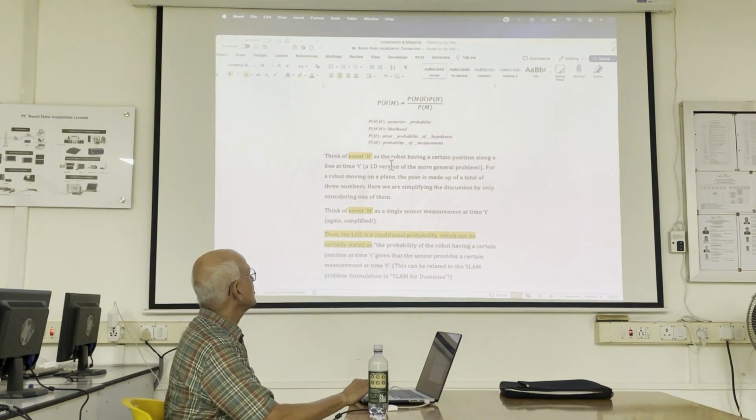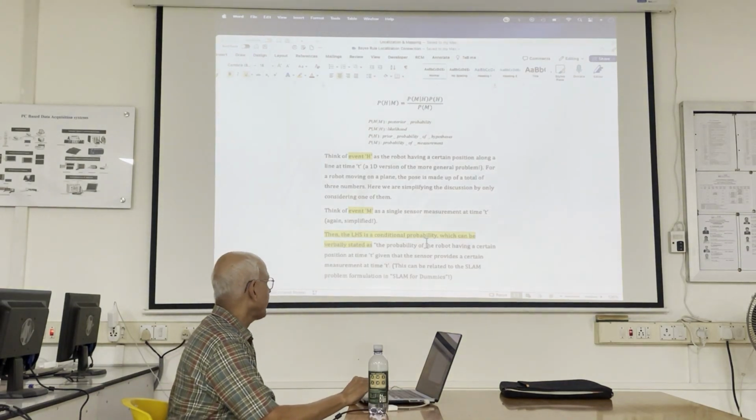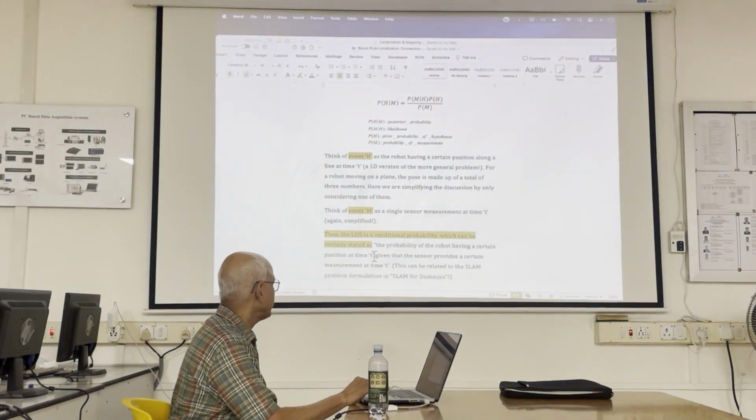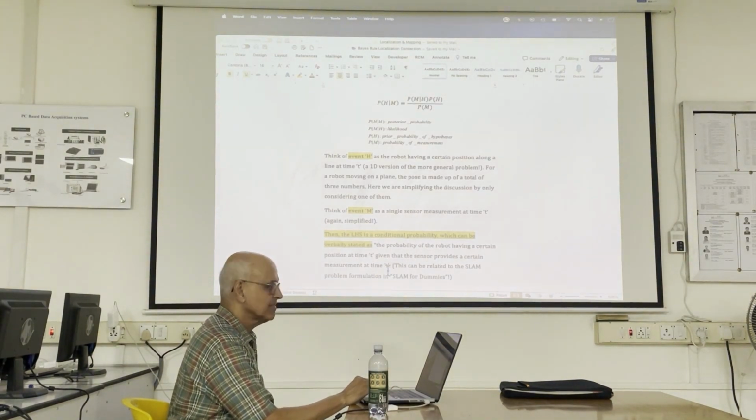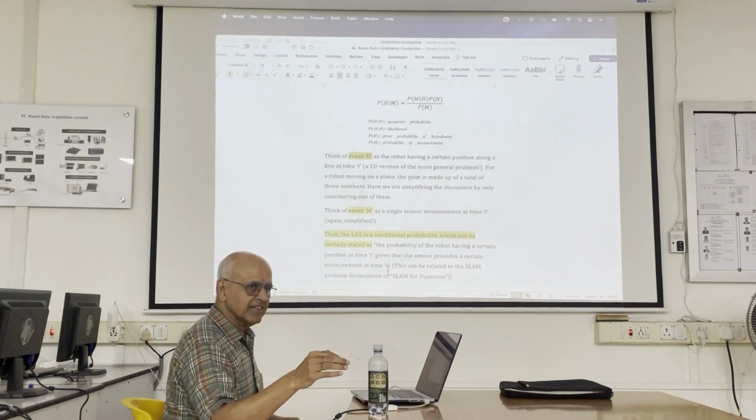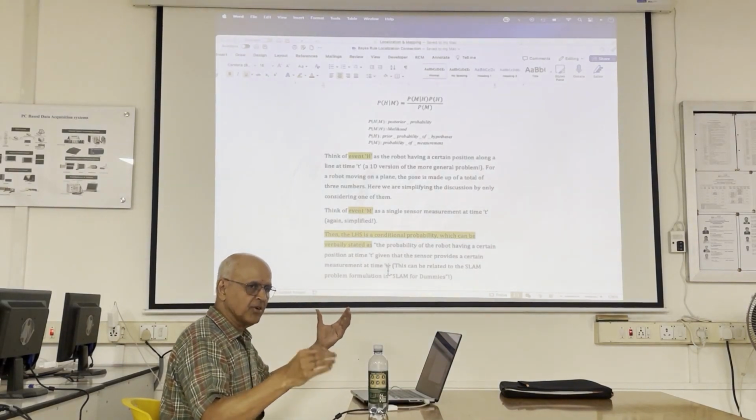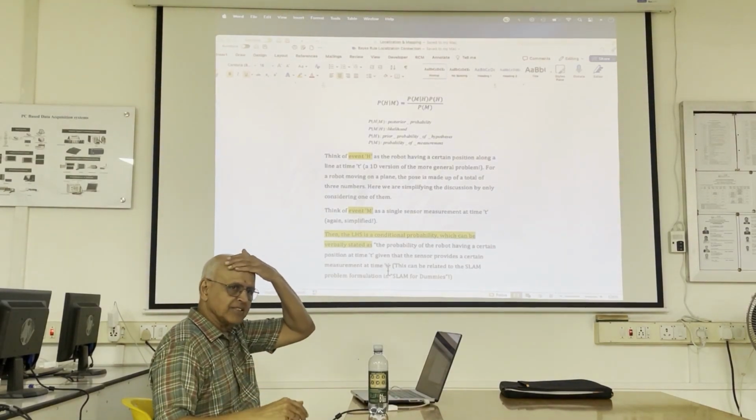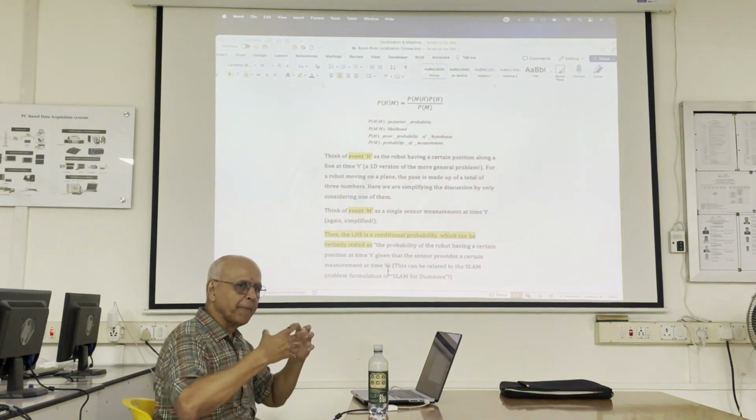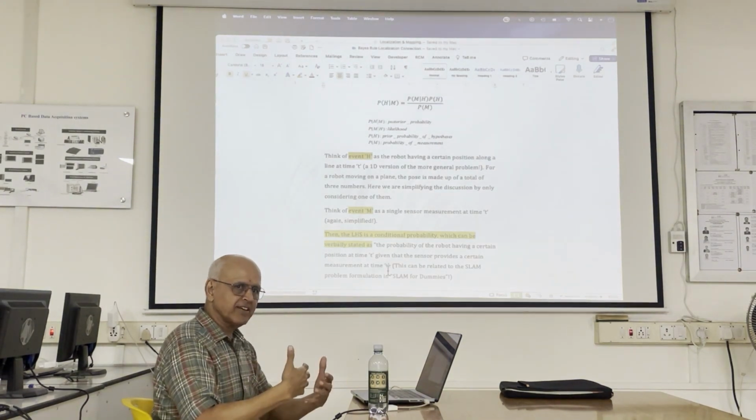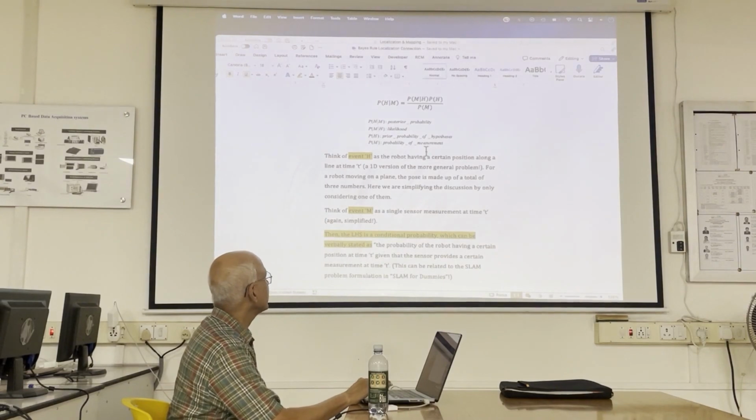You do so using Bayes' theorem. So the probability of the robot having a certain position at time t, given that the sensor provides a certain measurement at time t. Rarely do the measurement and your understanding of where you are coincide, because that's not how the world is. And now it's your job to bring them together. Don't just average them. Do it using Bayes' theorem.